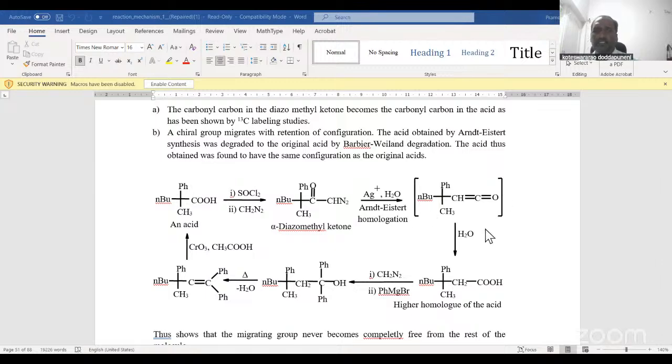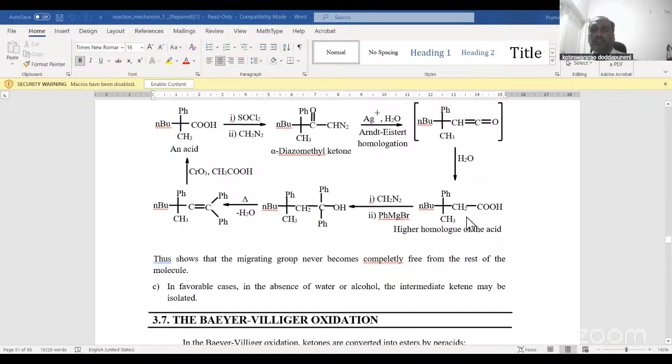That ketene reacts with water, leading to the formation of a carboxylic acid. That is the higher homologous acid, which is subjected to the Barbier-Wieland degradation from here onwards. In that procedure, first esterification takes place: the acid is converted into an ester, a methyl ester of this acid.